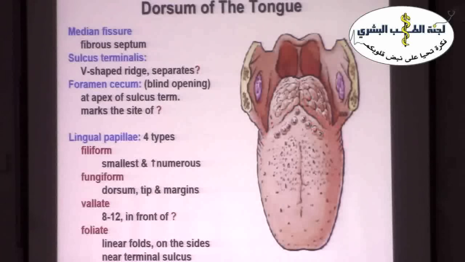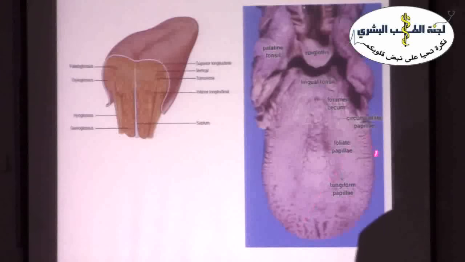Okay? The sulcus terminalis now, if you look carefully, I can demarcate it here by this line. At the tip of sulcus terminalis, you will see a small pit. You see this pit here? This is what we call foramen cecum. Foramen means opening, but this is not a real foramen. So it's cecum, like the cecum of the large intestine. It's a closed, obliterated foramen. Foramen cecum means a blind-ended foramen or an obliterated foramen. In other words, it's just a pit.